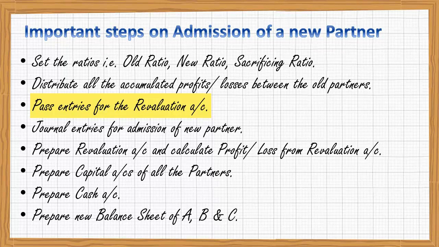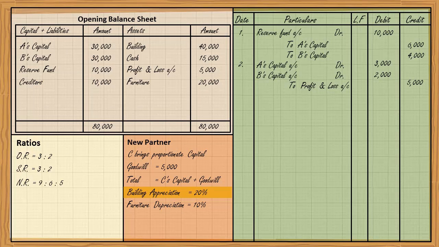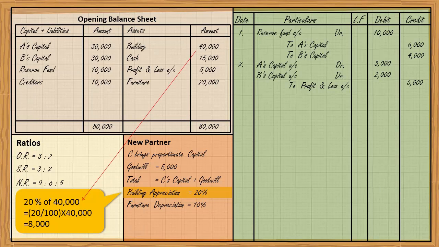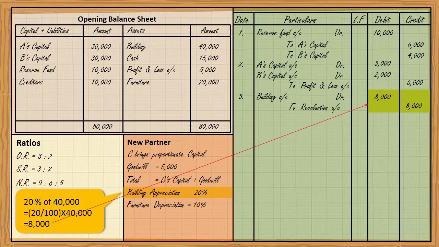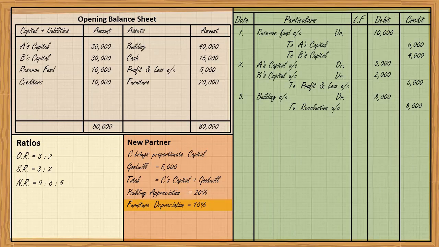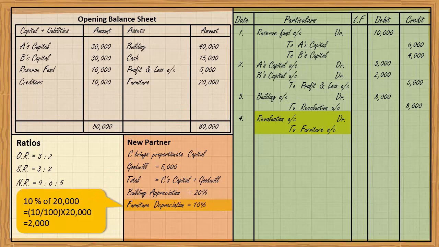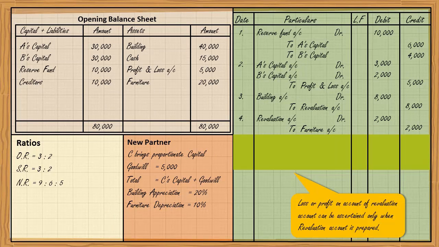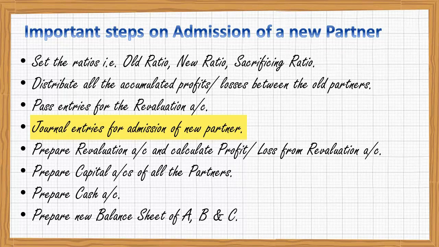Now the journal entry is for revaluation. Building has been appreciated. So journal entry will be building account debit to revaluation account 8,000. Furniture has been depreciated by 10%. So revaluation account debit to furniture 2,000 rupees. Now leave the space for one journal entry because at this moment we don't know exactly what's the loss or profit on account of revaluation account. This loss or profit can be ascertained only when we prepare revaluation account. At this moment we are passing journal entries.